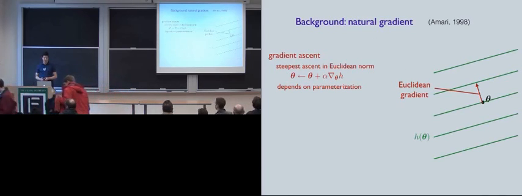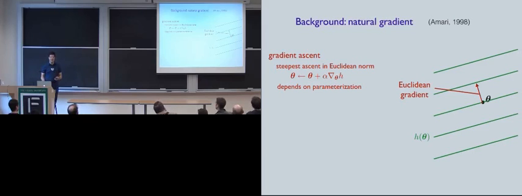And so what's the idea behind natural gradient? One way to think about gradient descent on the log likelihood is that it's steepest descent in the Euclidean norm on the space of parameters. And so it's basically the direction which increases the likelihood as fast as possible relative to the Euclidean distance moved.